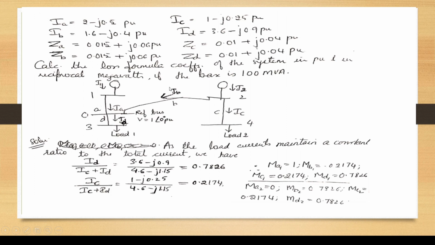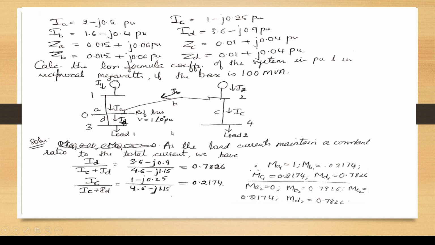3.6 minus j0.9 divided by IC plus ID, that is 1 plus 3.6 is 4.6, and minus j0.25 minus j0.9. When you add these two values, we get 4.6 minus j1.15. This rule I have told you several times in the classes: addition and subtraction should be done in rectangular form, and multiplication and division should be done in polar form.